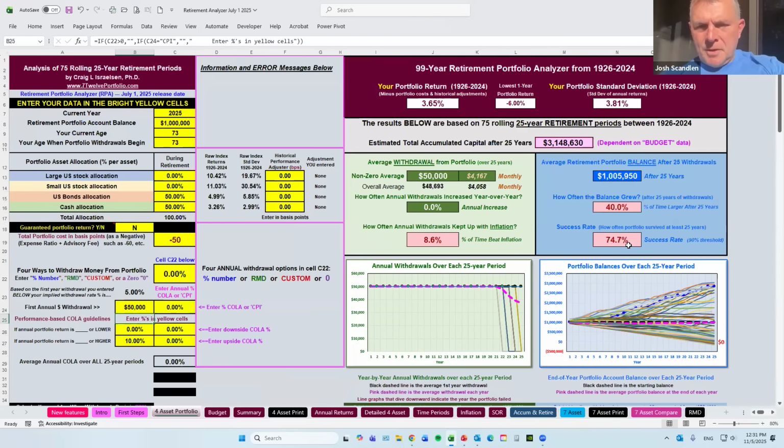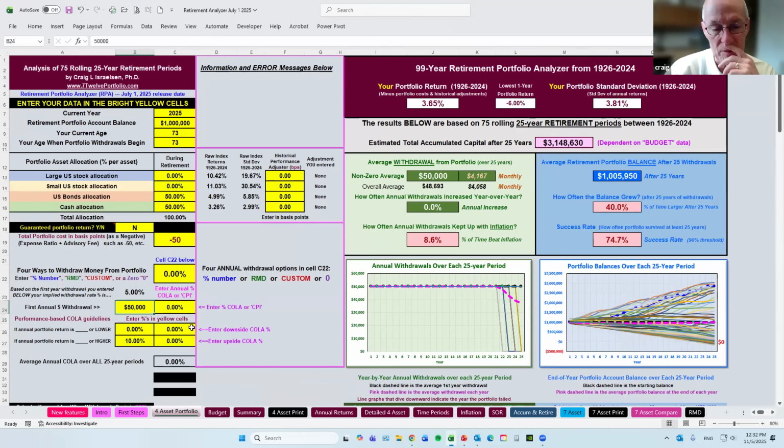Well, Craig, just real quick, on the annual withdrawals over each 25-year period, you can see when we actually ran out of money, right there. Yeah, when these lines dive down to the bottom, exactly right, Josh, that means that in that 25-year period, you were out of money in year 22. And then there's another 25-year period where you're out of money in year 23 and so forth. So clearly $50,000, historically speaking, with that allocation is not doable.